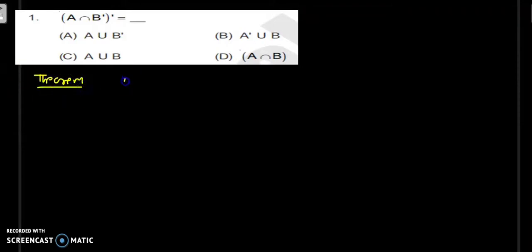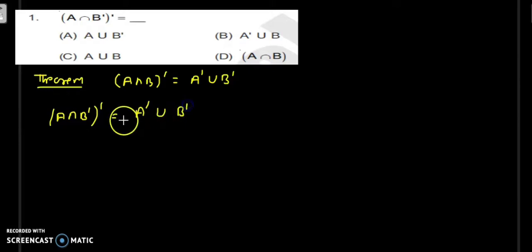What will the theorem say? Suppose you have (A intersection B) whole dash, that is equal to A dash, intersection will change into union, B dash. Now we'll apply it in this question, (A intersection B dash) whole dash. That means A dash, intersection will change into union, B dash already you have, and whole dash.